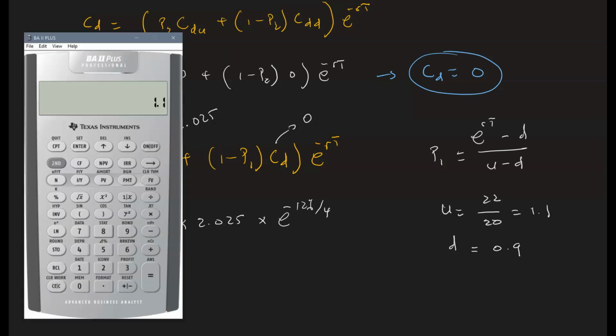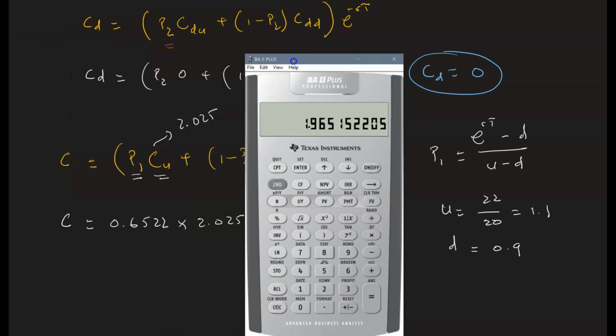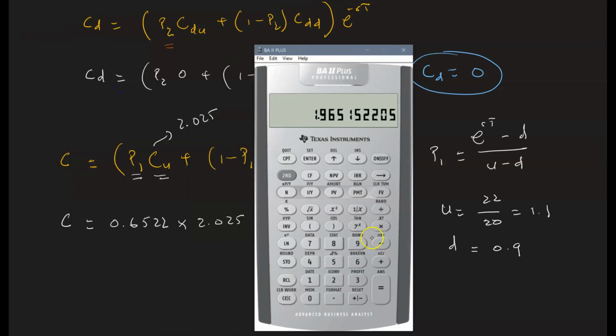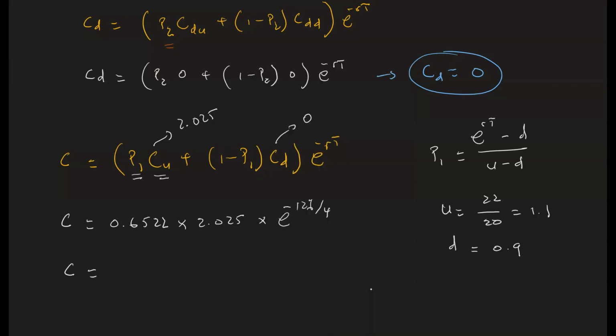So what we're going to have is 0.12 divided by 4 equal minus second function present value, multiply that by 2.025, and then we're going to multiply that by the probability, which is 0.6522, and that's going to give us a call option value of 1.281. That's going to be our call option value. So call is going to be 1.28, about 1.281.